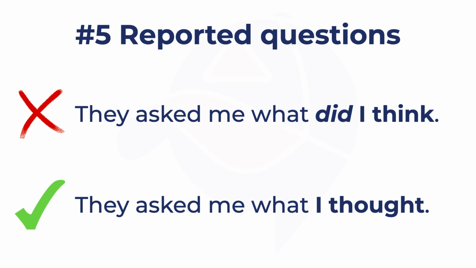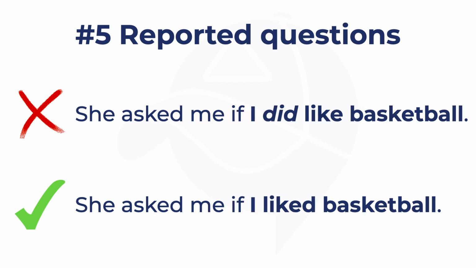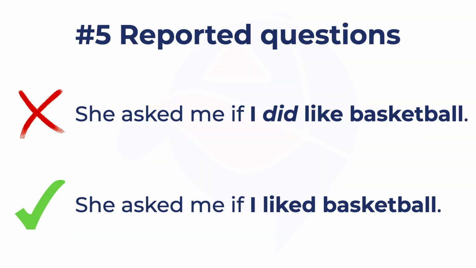Okay, one more example. She asked me if I did like basketball. Because in the past, she probably said, do you like basketball? So the student, the English learner, thinks I need to conjugate or ask the question the same way. She asked me, did I like basketball? That would be the question in the past. But since it's a reported question, you're talking about a question that was asked in the past, you're not going to use the auxiliary verb do, does, or did. So I would say she asked me if I liked basketball.